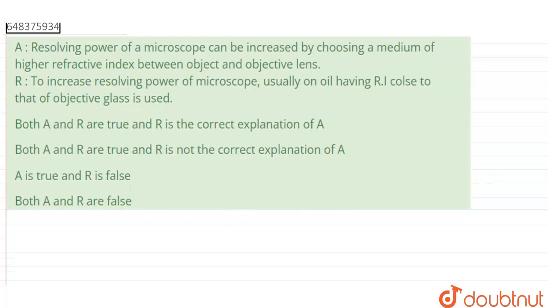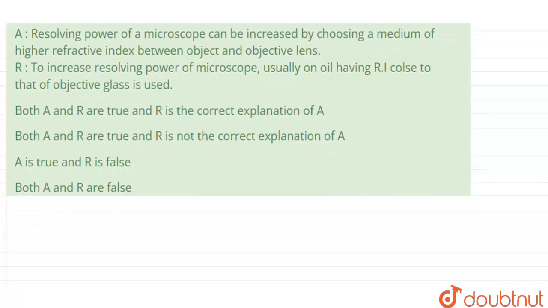So we must know what the resolving power of a microscope actually is. The resolving power of a microscope is the reciprocal of the least separation between two close objects so that they appear just separate when seen through the microscope. Now the resolving power Rp of a microscope could be written to be equal to 1 by D. And what is D? D is the least separation between 2 point objects so that they are just seen as separate.